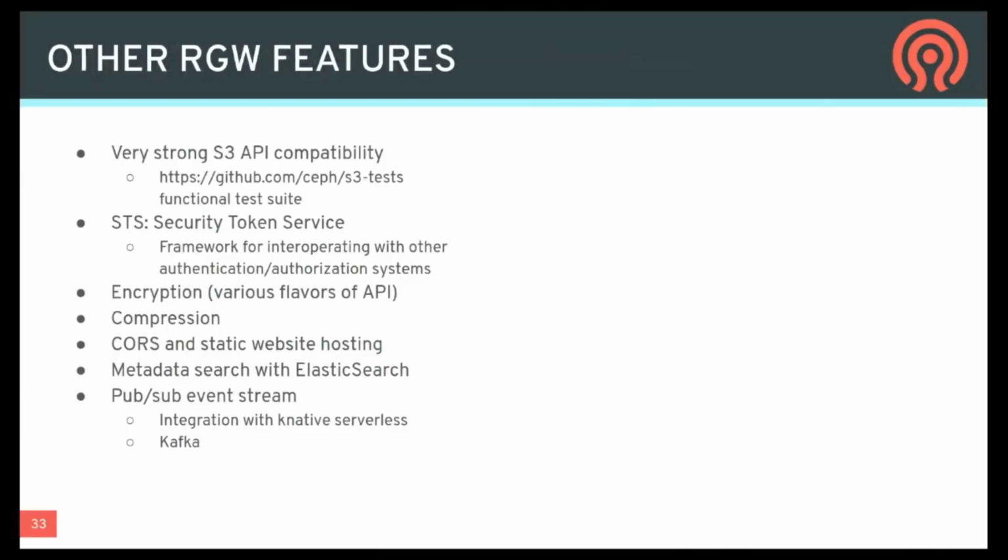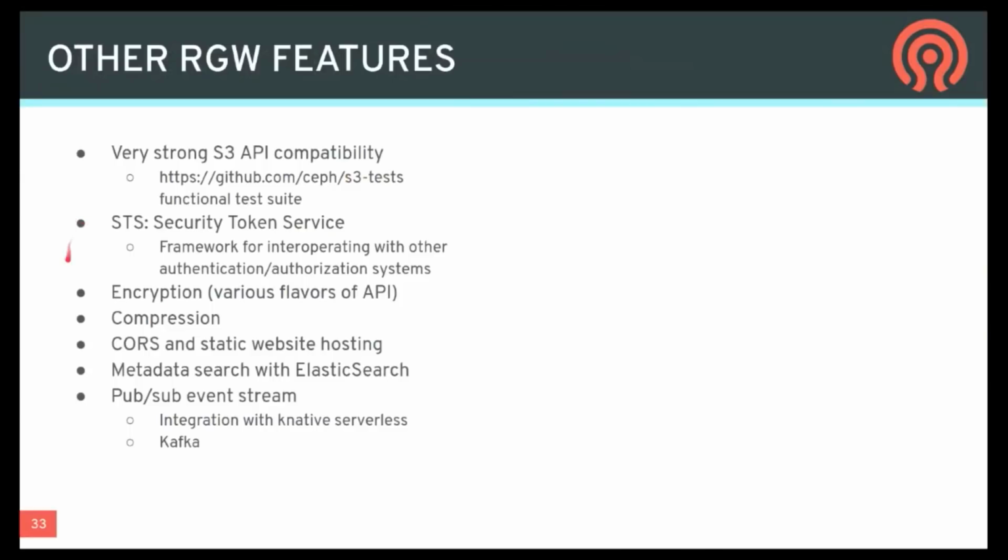So that's federation. RGW is a robust product with lots of other features as well. First and foremost, we emphasize very strong S3 API compatibility. This is a huge investment for the project community. We have a test suite we built called S3 Tests. That's a functional test suite that evaluates whether we've correctly implemented the S3 API. This test suite is in fact used by lots of other projects and products that are S3 API compatible.